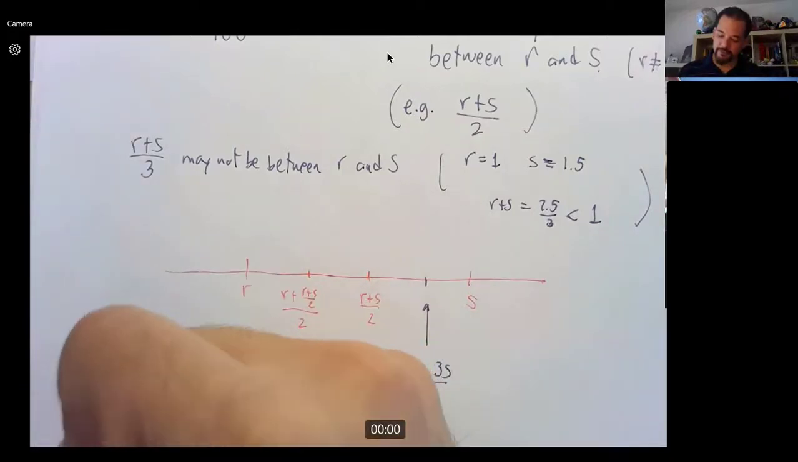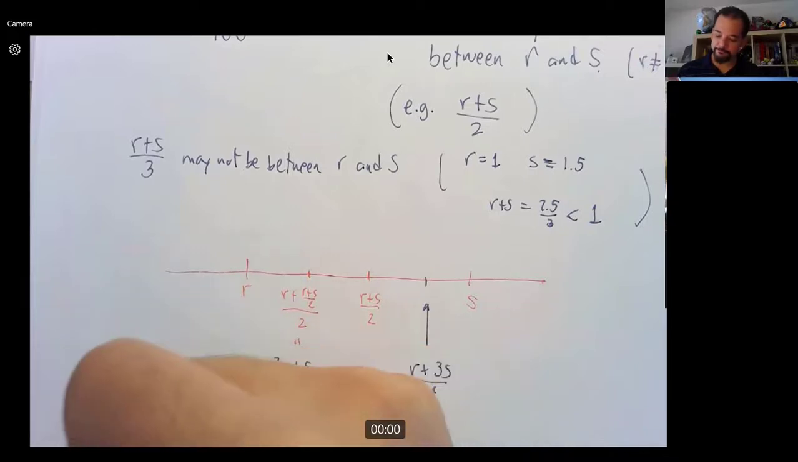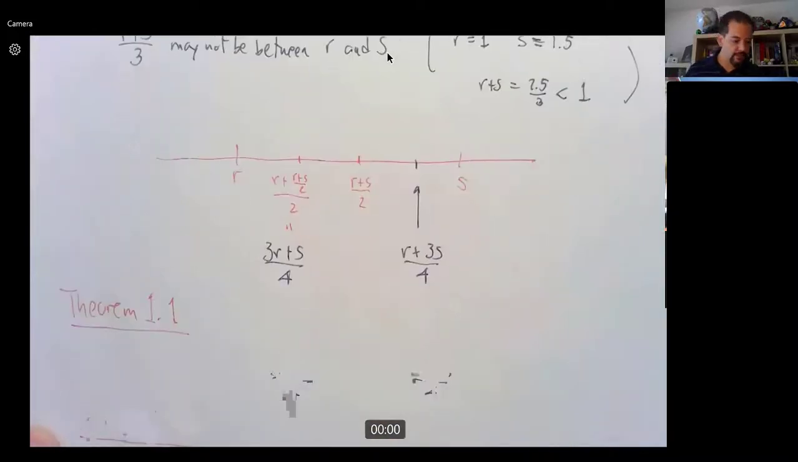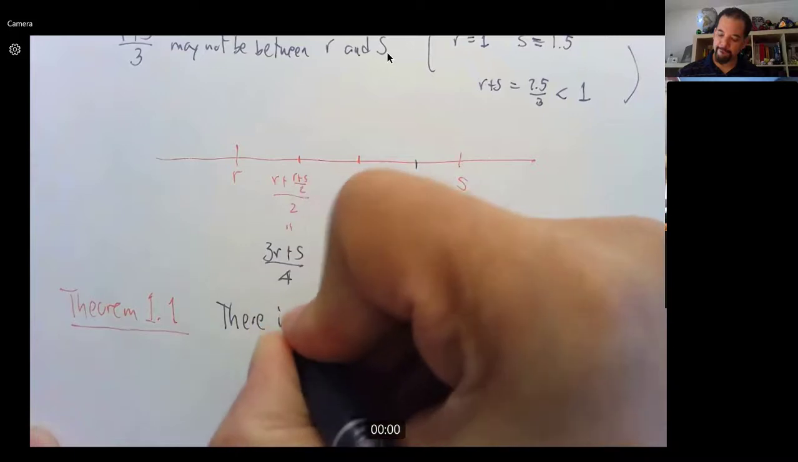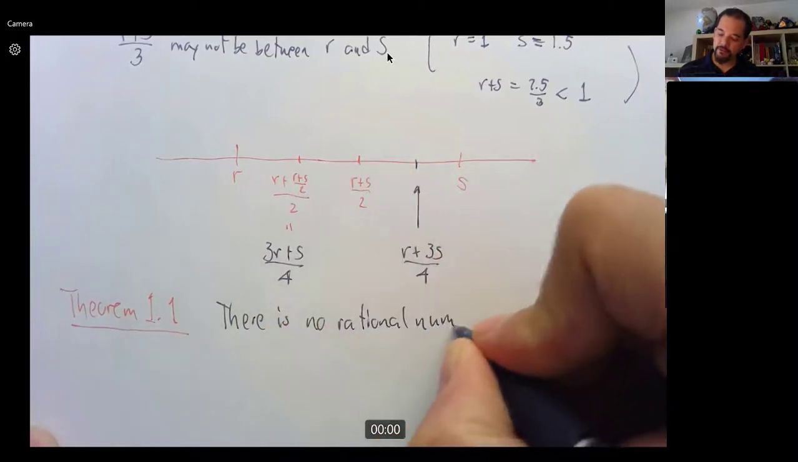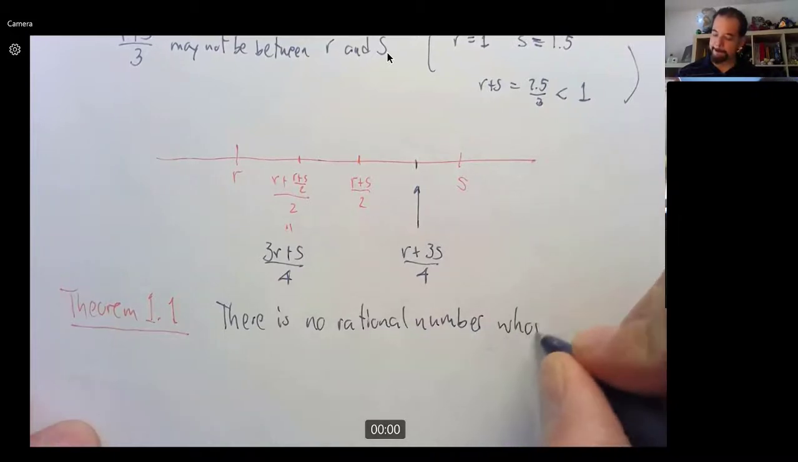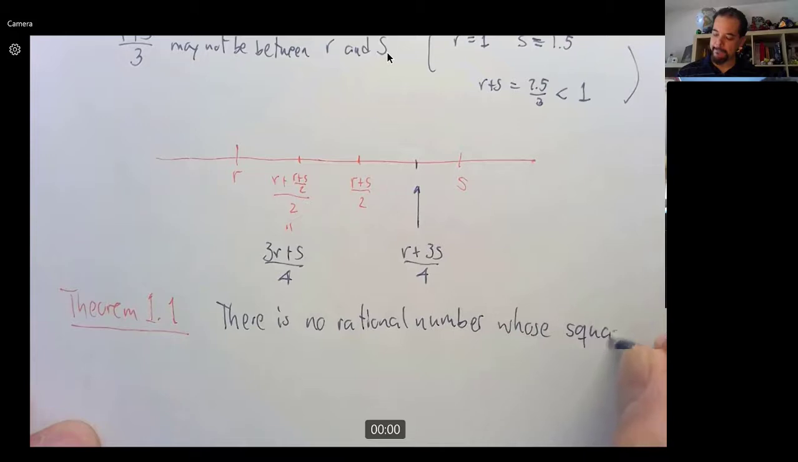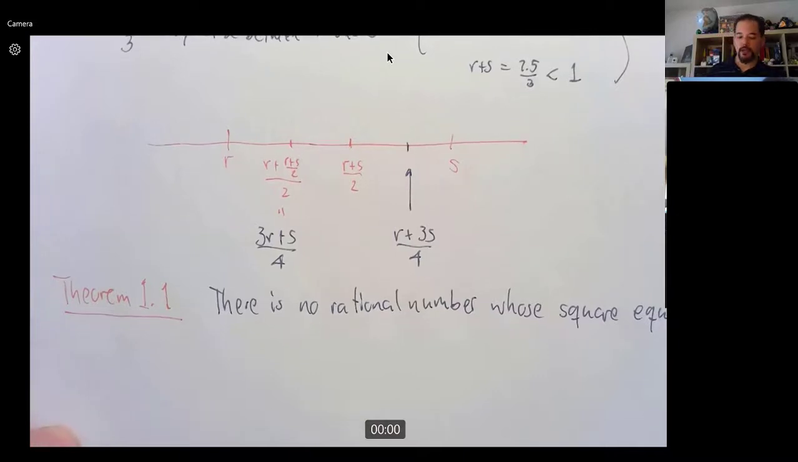And that's our first little result here. So this is theorem 1.1. And it says the following. It says, there is no rational number whose square equals 2. All right? And why is that?